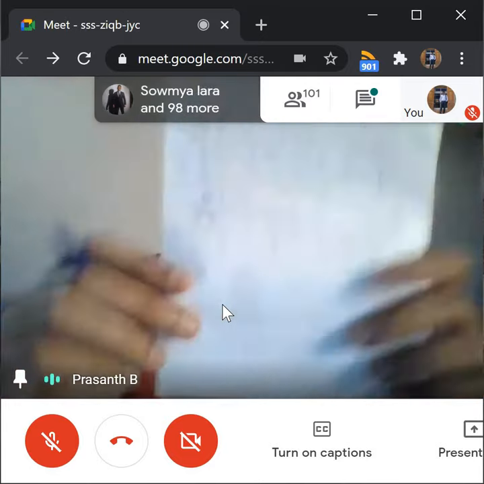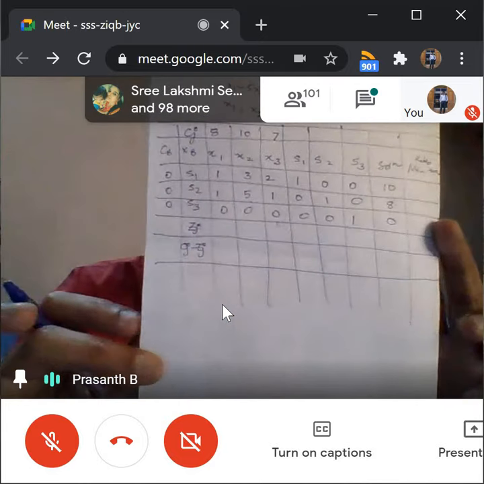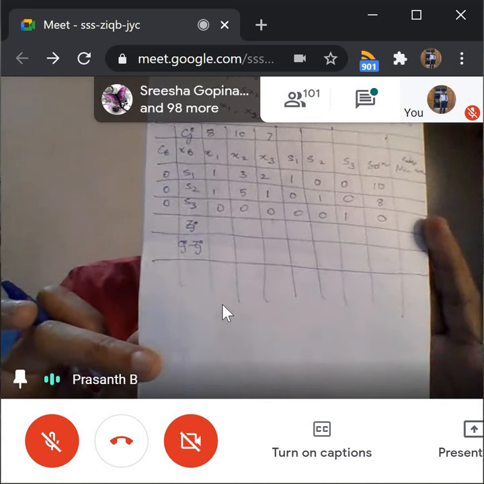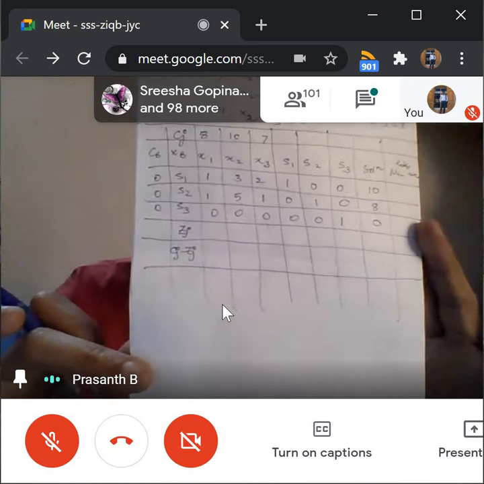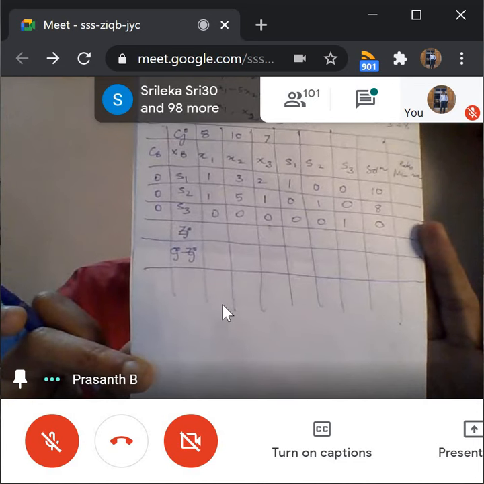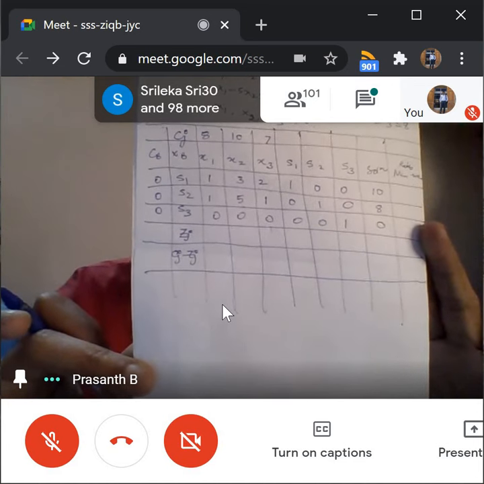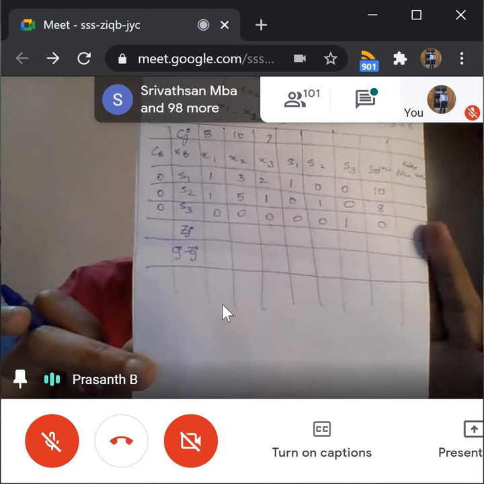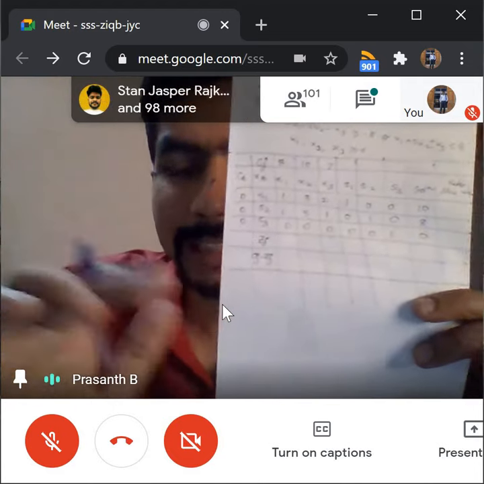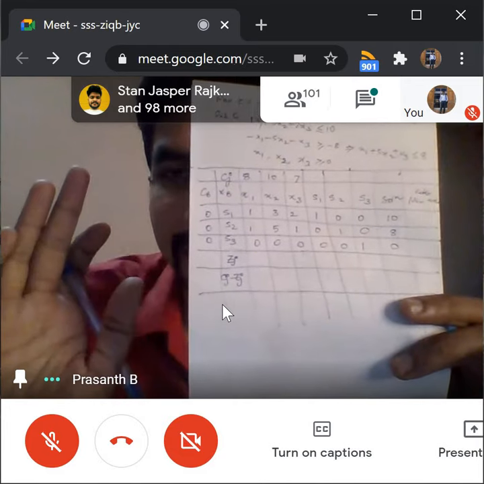You need to put 2 more rows. One is called ZJ. Another one is called CJ minus ZJ. Can you see in the table? ZJ, CJ minus ZJ. This is the full simplex table. Your complete simplex table looks like this.